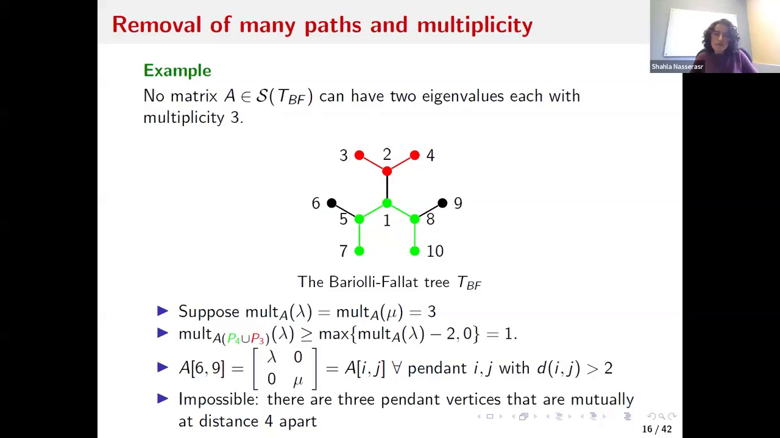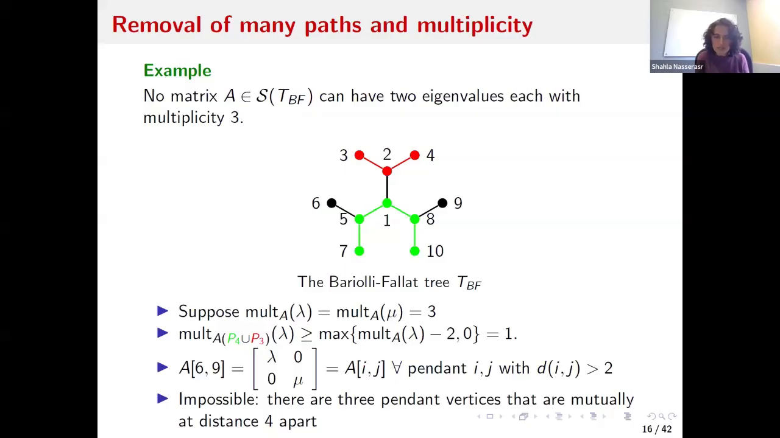If we delete the colored paths, the green and red ones, we end up with vertices 6 and 9. So in that submatrix, the multiplicity of lambda is going to be at least 1 because of the inequality that we just proved. But that means that the two vertices, 6 and 9, because the submatrix induced by them is just a 2 by 2 diagonal, must be labeled one with lambda, one with mu.